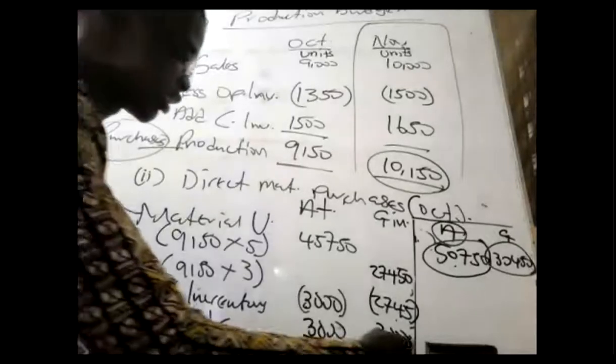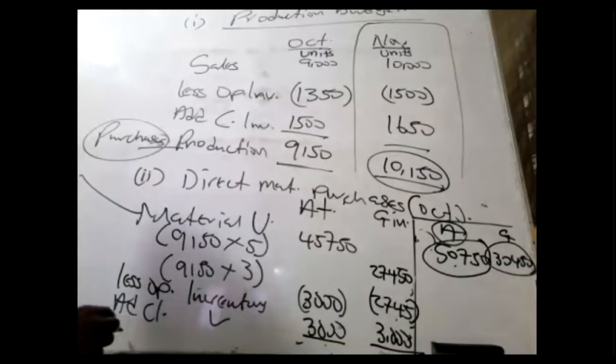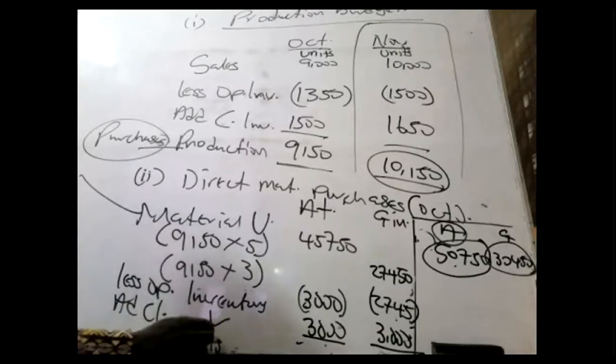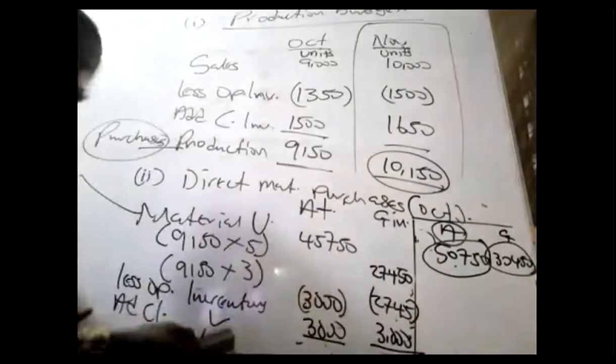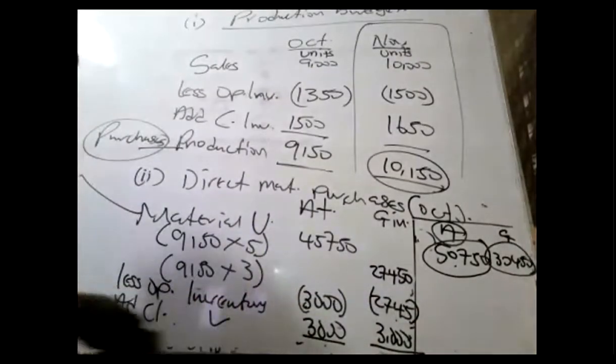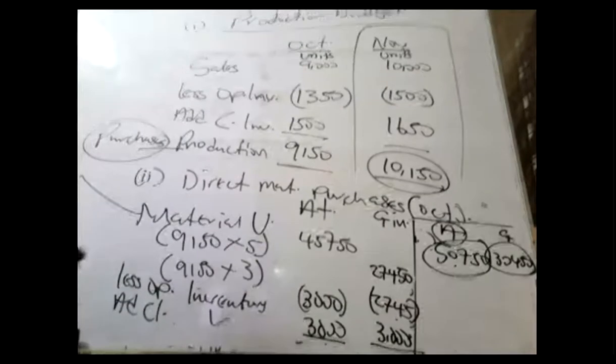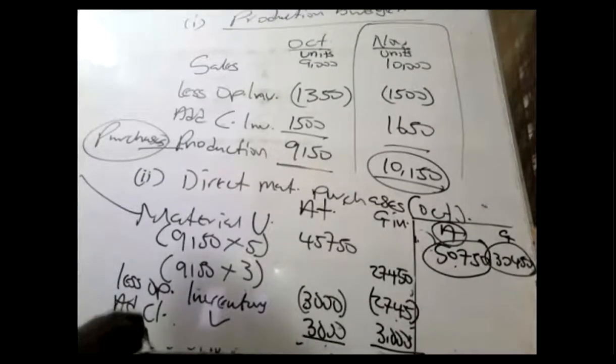So now, can you do the calculation for me, and let's pick it from there. So the production, sorry, the material purchases. Around the production, this is material purchases. Material purchases, and then that's the end of the game.